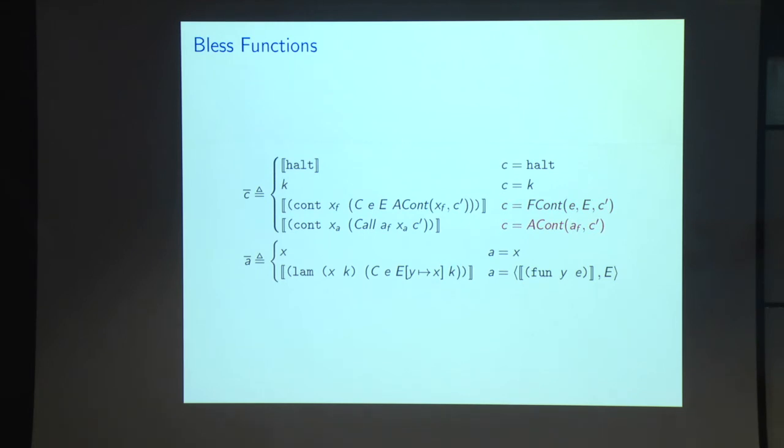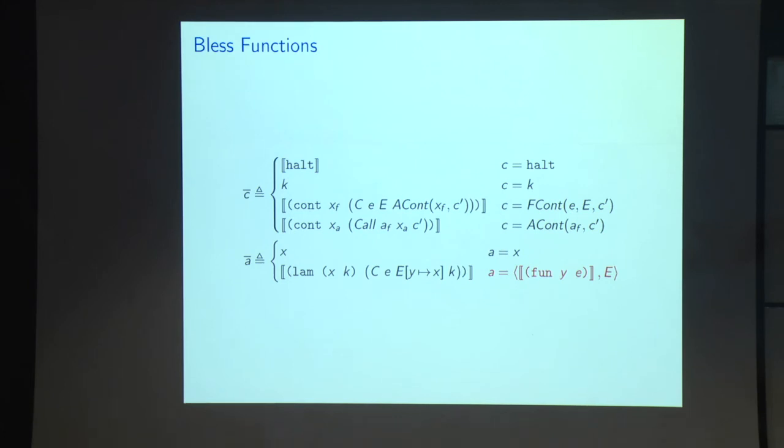For argument continuations, well, you've got the function, that's a sub f. You're waiting for the argument, that's x sub a, and you can generate the call syntax. Doing it for values, value variables, direct style variables step to themselves. And then finally, the static closure becomes a lam term.